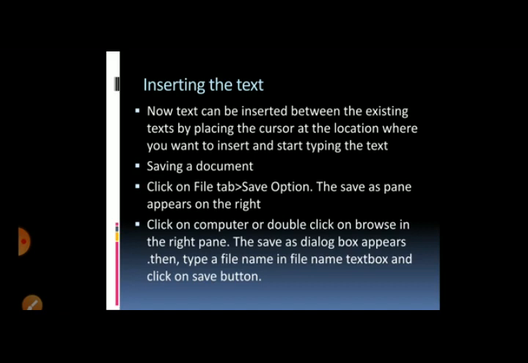For that, first you need to save the document. Control plus S is your shortcut key, by which you can save your document. You can also click on the File tab. After that, you will find the Save option, then the Save As pane appears on the right. Next, click on Computer or double click on Browse in the right pane. The Save As dialog box appears. Then type a file name in the file name text box and click on the Save button.